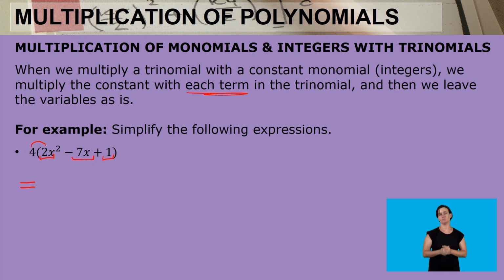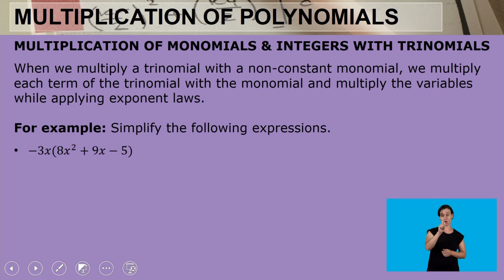So 4 multiplied by 2, that is 8. And since there are no other variables, we are going to write those variables as they are. 4 multiplied by a 7, and remember, we are subtracting here. So 4 multiplied by that 7 is 28. And we are going to write the variable as it is. Then we are adding, and we have a 4 multiplied by 1, that is going to give us a 4. So that is going to be our final answer.